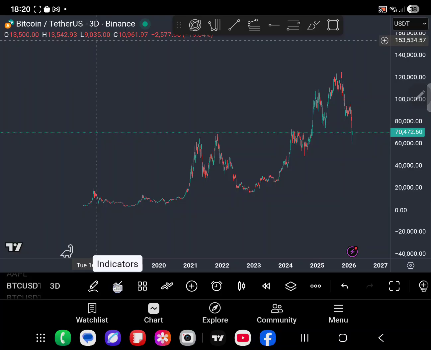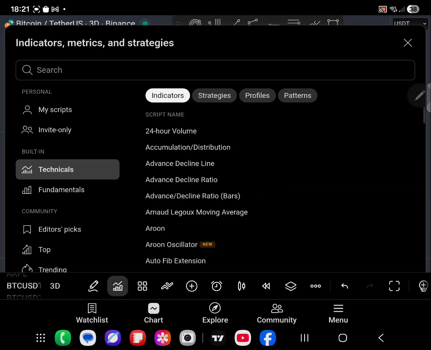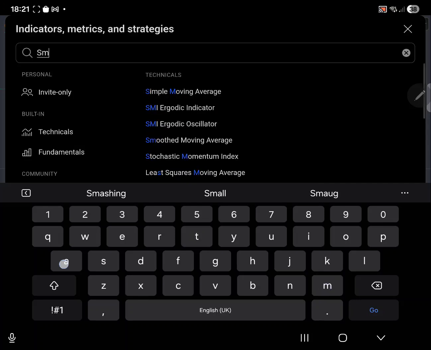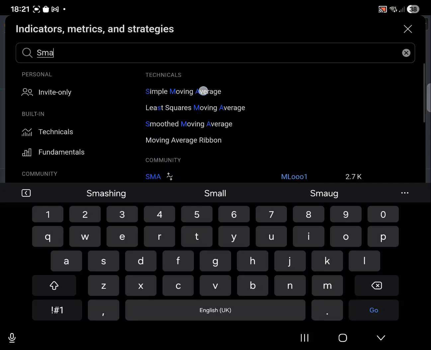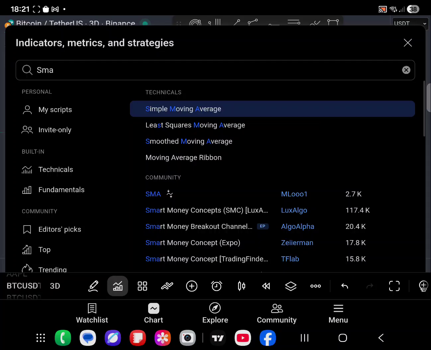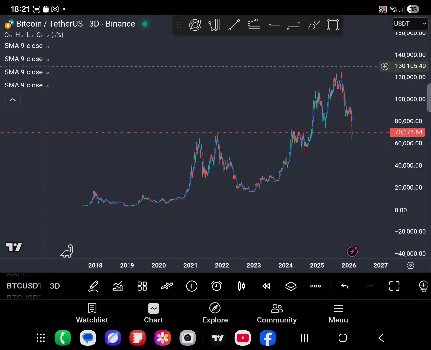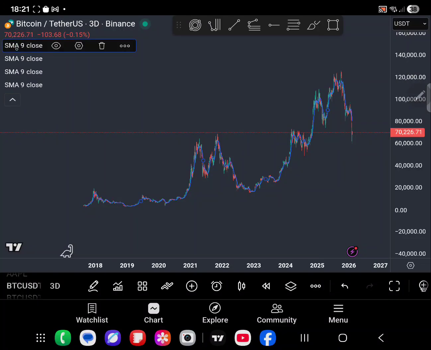What I really want to put on here is simple moving averages. We've got indicators, and then I go to SMA, simple moving average, and do it again, and again, and again. So I've got 4 simple moving averages, which is what I want.